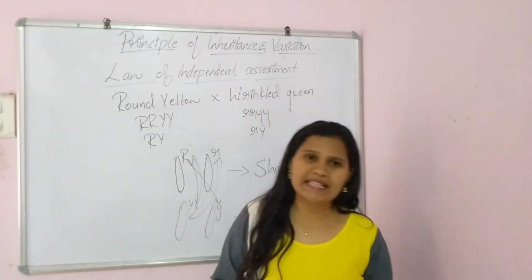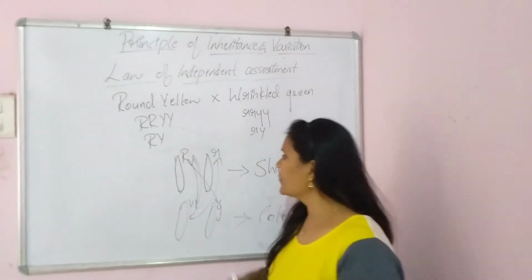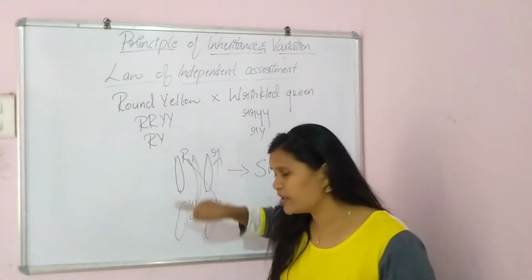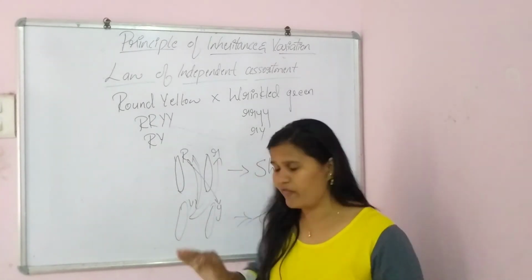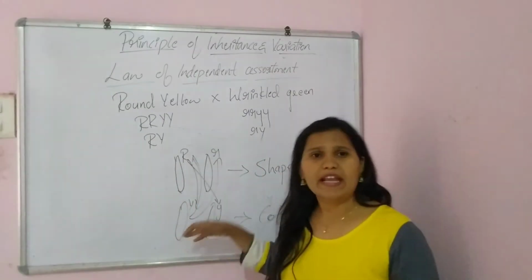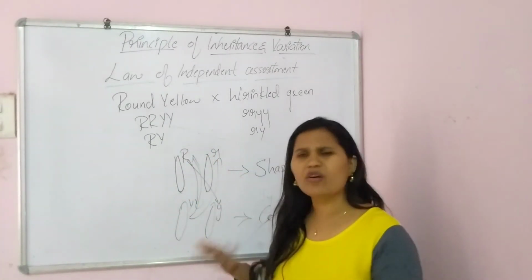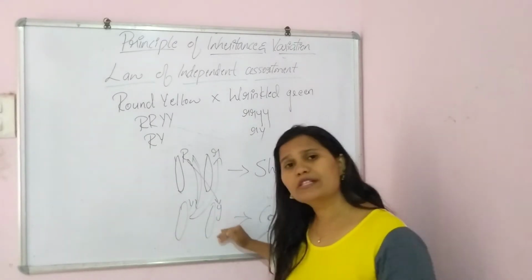Good? Is this clear? Once more I'll tell you, the capital R allele can get fused with both the capital Y and also the small y. In the same way, the capital Y may get fused with the capital R or small r, and also this small r may combine with the capital Y or the small y.